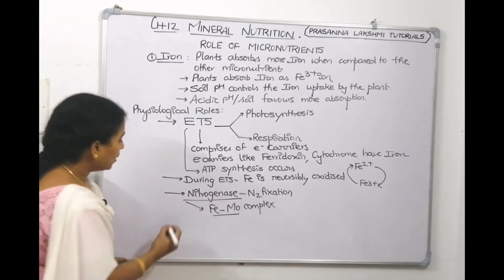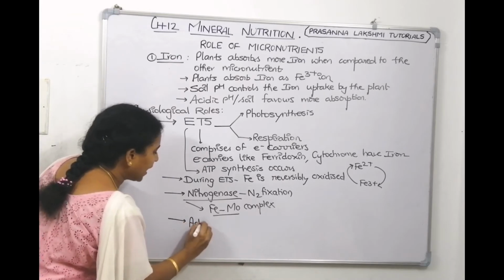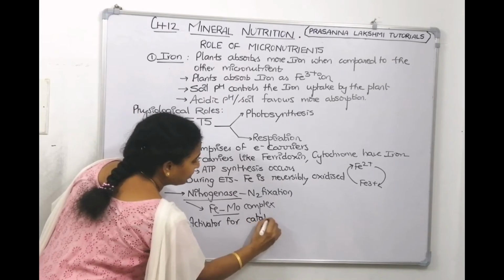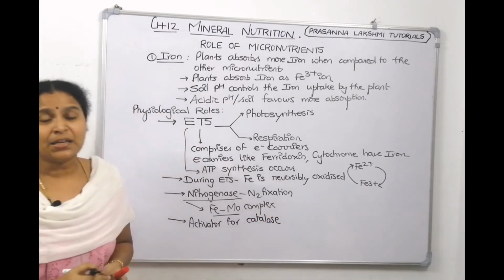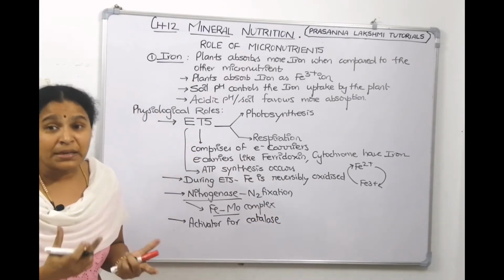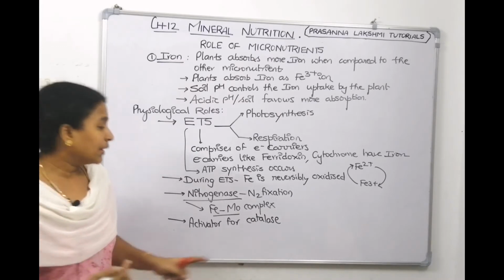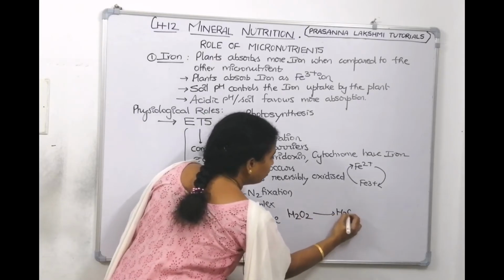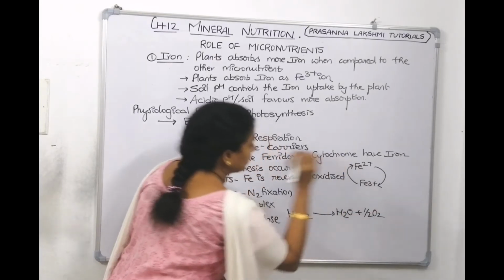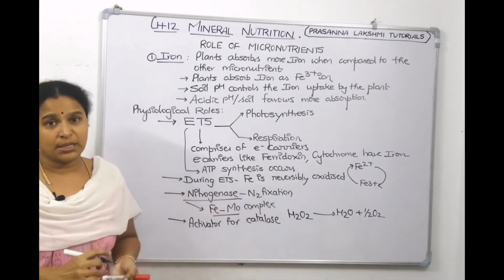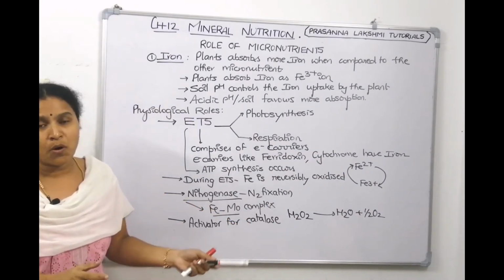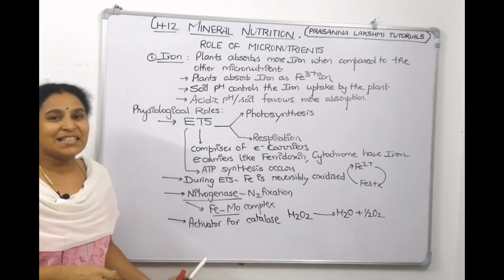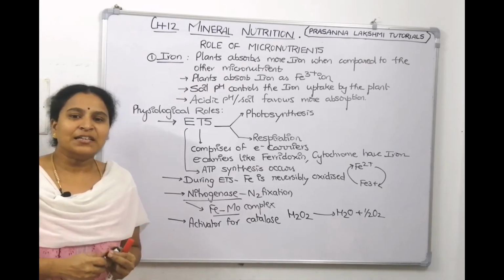And that's another role. Next one, iron acts as an activator for catalase enzyme. What will catalase and peroxidases do? Catalases and peroxidases break H2O2 into water and oxygen. Hydrogen peroxide is toxic. It should be broken down into water and nascent oxygen. For that, we need catalase. And catalase needs iron. Iron is an activator for catalase.